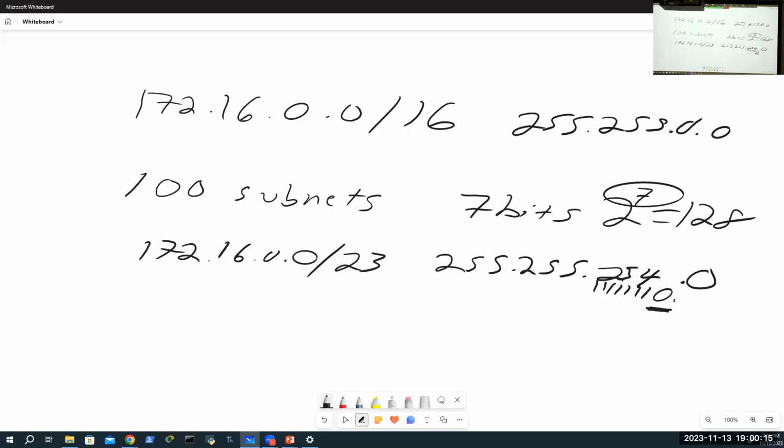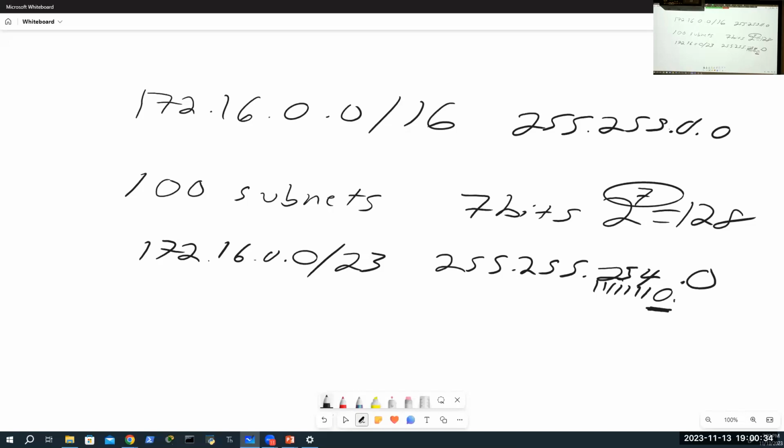If you needed 130, like you said, well, 7 bits doesn't cut it, so we need 8 bits. And so it would now look like 255.255.255. So it would go from /16 to /24.